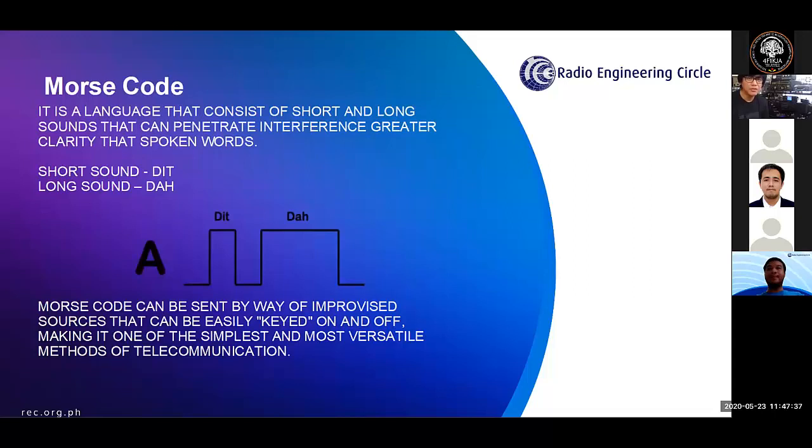So again, Morse code is a language that consists of short and long tones. As you can see on my screen, it is a dit-da in the A. It's basically interrupting the continuous tone. So we will move forward now.